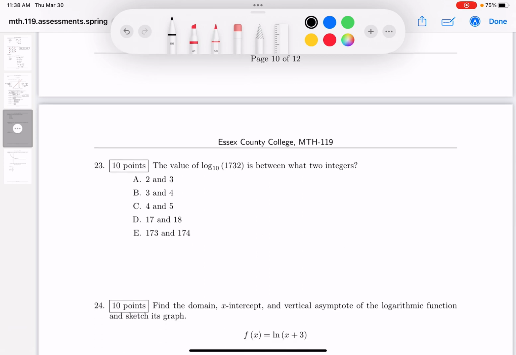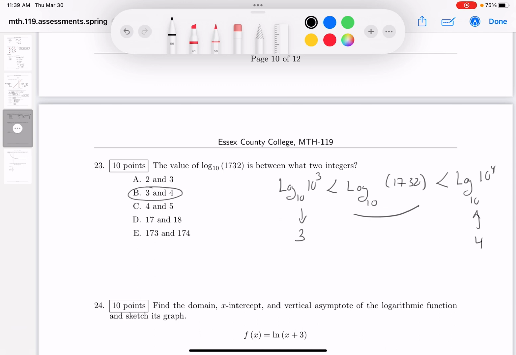And looking at it, they want to know what integers this number is between. And kind of looking at it, I'm going to say log base 10 of this 1732 is between two other logs. So I'm going to say log base 10 of 10 cubed. And why is that? 10 cubed is 1,000. What's the other number going to be? Log base 10 of 10 to the 4. So what number is this? This is 3. What number is this? 4. So this thing here is between 3 and 4, and that's choice B. All right? That's choice B.